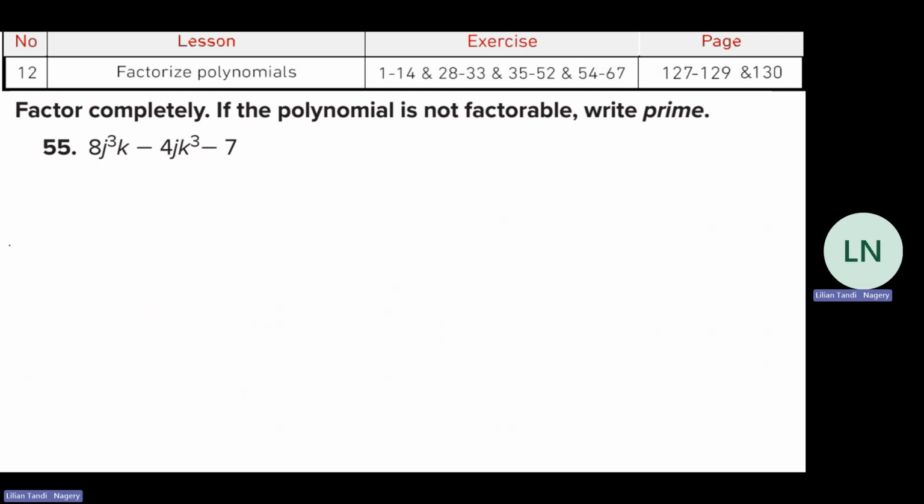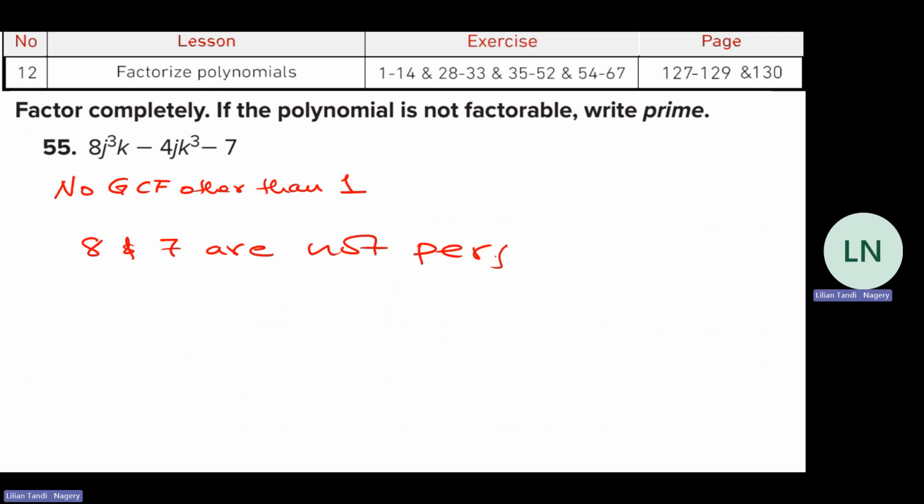No GCF. Well, there is a greatest common factor, it's just 1. So that's why I'm saying no GCF other than 1. And 8 and 7 are not perfect cubes or perfect squares. Okay. So this is prime.